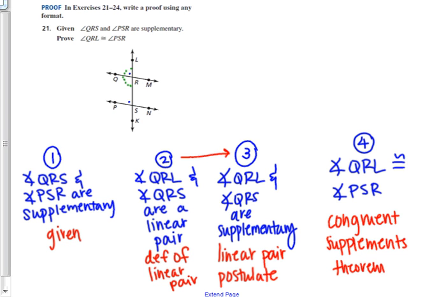I had that common angle between my 1 and my 3, QRS, and if I knew that it was supplementary to two different angles, that those angles were the same. So this came from here and here. And I'm done.